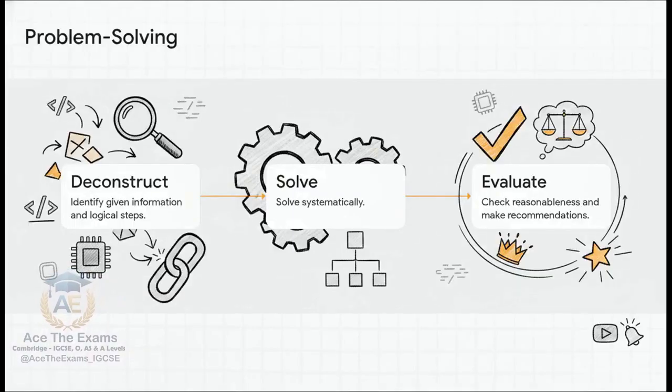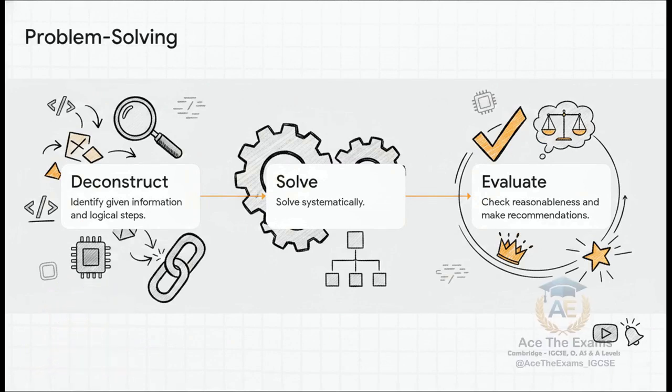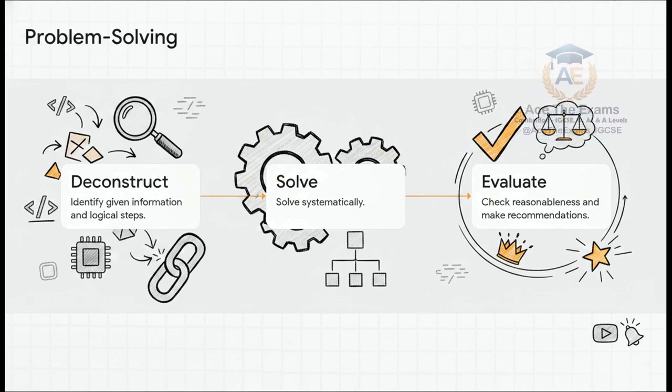Let's really lock in these 3 crucial steps for tackling any unfamiliar context they throw at you. 1. Deconstruct. You absolutely must identify the given information and break it down into logical steps. Find those command words and highlight the specific system constraints with your pen. 2. Solve. Systematically execute the analysis using your PEAL structure. Make your point, back it up with evidence from the prompt, explain the underlying computer science theory, and link it back to the specific question asked.